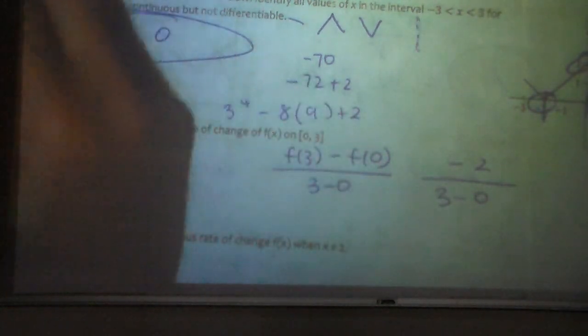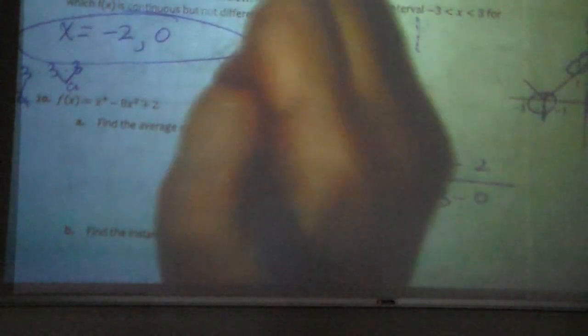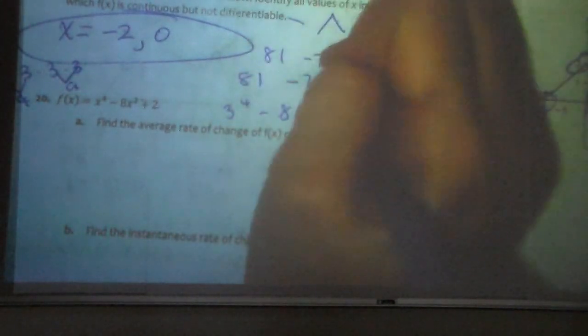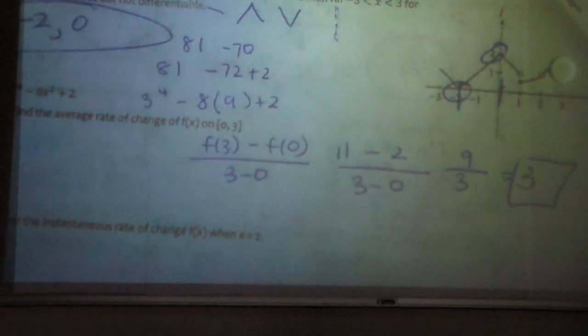3 to the 4th, 3 times 3 times 3 times 3. 2 3s is 9, 2 3s is 9, 9 times 9 is 81. 81 minus 70 is 11. 11 minus 2 is 9. Over 3 is 3. There's my average rate of change.